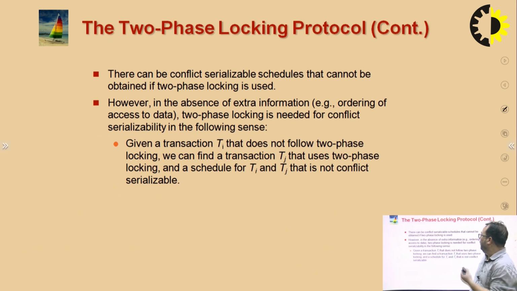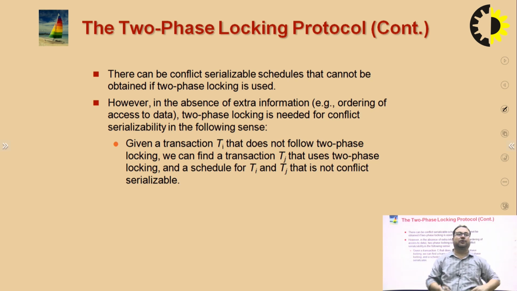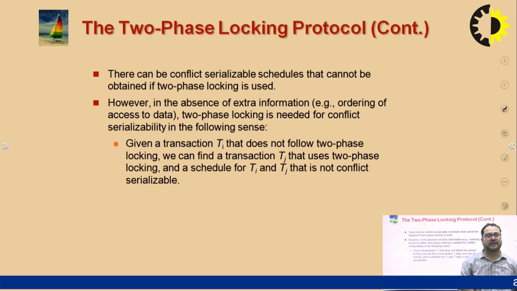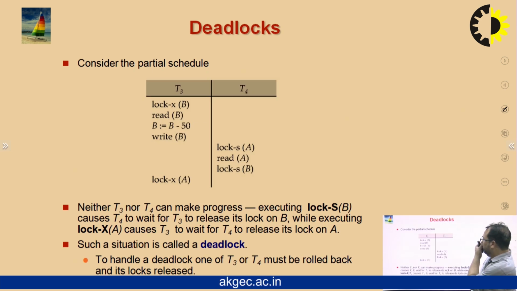However, there is a problem associated with the two-phase locking protocol. It never guarantees that deadlock cannot occur. This is the limitation, or drawback, of the two-phase locking protocol: it doesn't ensure freedom from deadlock. We will see an example. There can also be conflict serializable schedules that cannot be obtained if two-phase locking is used, in the absence of extra information. Let's see the example.